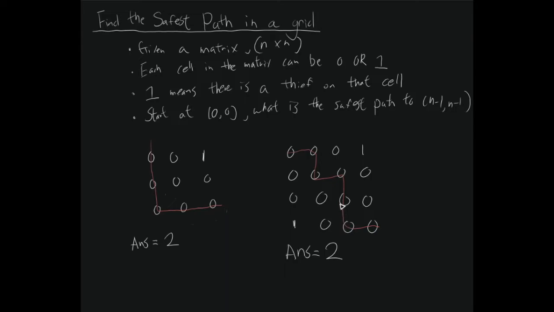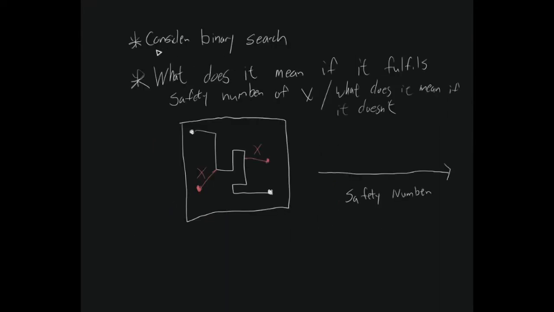Let's think about how to solve it. Let's consider a technique called binary search. Let's think about what it means if we fulfill the safety number of x. As we mentioned, if we fulfill the safety number of x, it means that any thief will take at least x steps to steal from you. So basically there exists a path such that any thief on the grid will take at least x steps to reach you. For example, here, let's say this path is the optimal path, going from the top left all the way to the bottom right. Then every thief will take at least x steps to reach you.